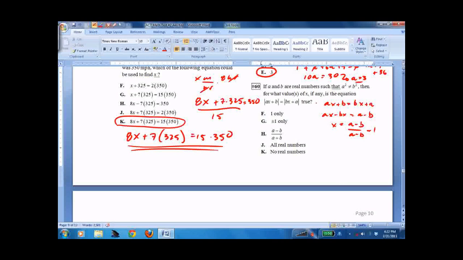Or you get negative all of that, in which case you get negative x equals a plus b over a plus b, which is 1. So x equals negative 1. So it could be 1 or it could be negative 1. A good way to check this is just throw in some numbers and try. Try 1, try negative 1, see where it takes you.